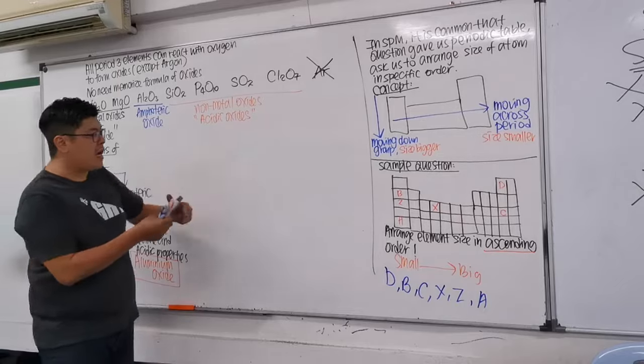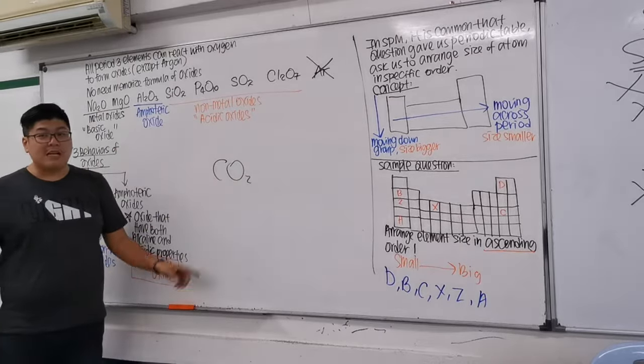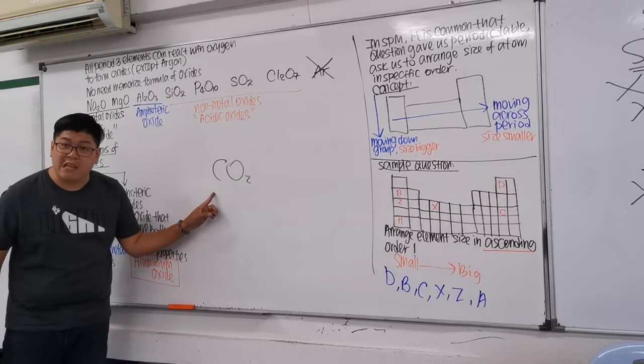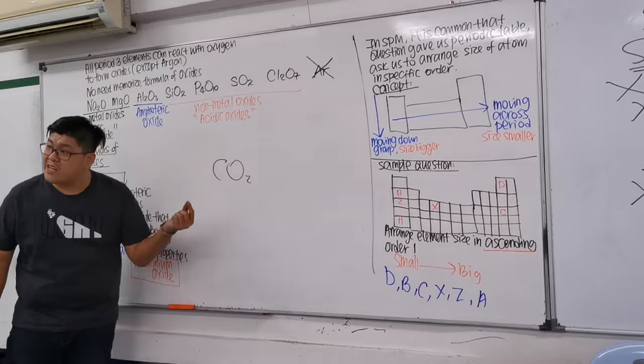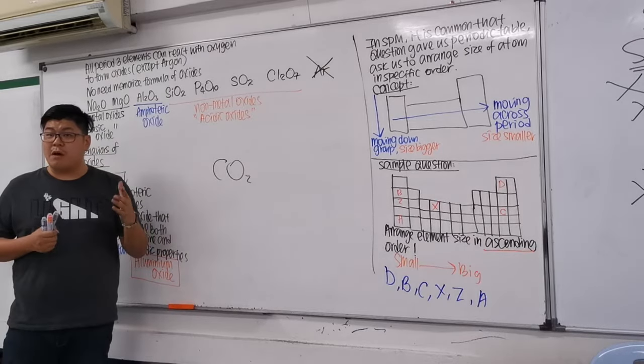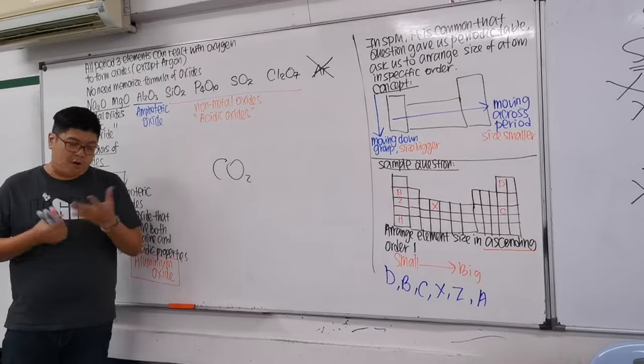Example, today they give me carbon dioxide. Is carbon dioxide in the list? No! But carbon dioxide, the carbon is a non-metal. So carbon dioxide is a non-metal oxide. You are acidic. Here, when you know the principle, even if they ask something a bit off, not in here, you still can do it.